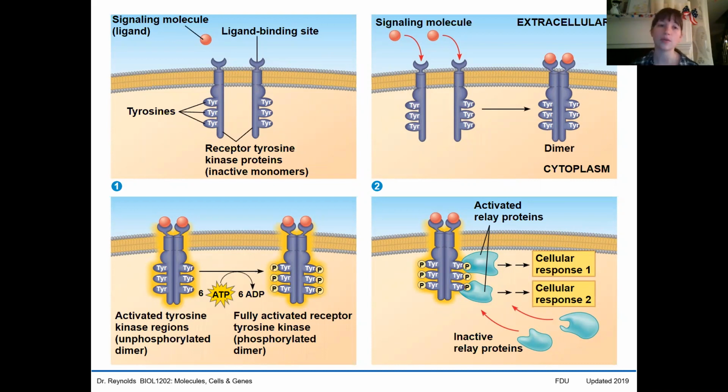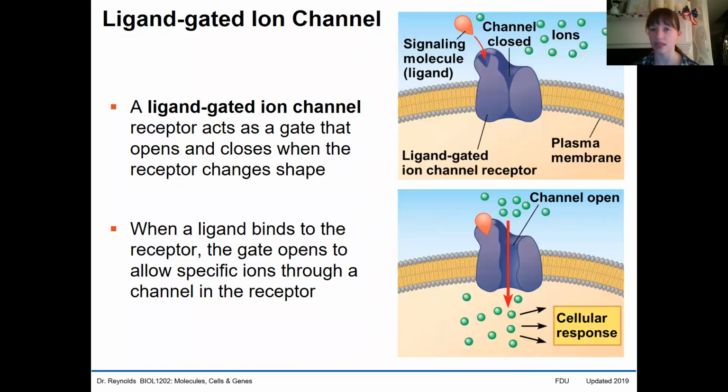The last one that I want to show you is a ligand-gated ion channel. This is actually something you've seen before. This is something that can be a role in active transport or just in controlled passive transport. A ligand-gated ion channel is going to be a channel that is opened only in the presence of the appropriate signaling molecule.